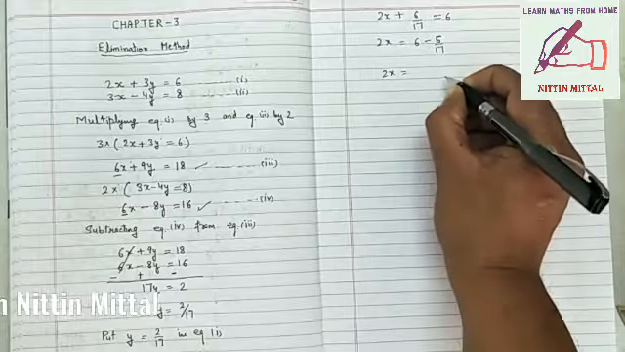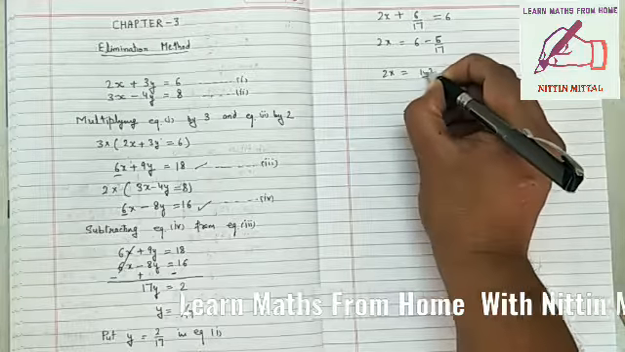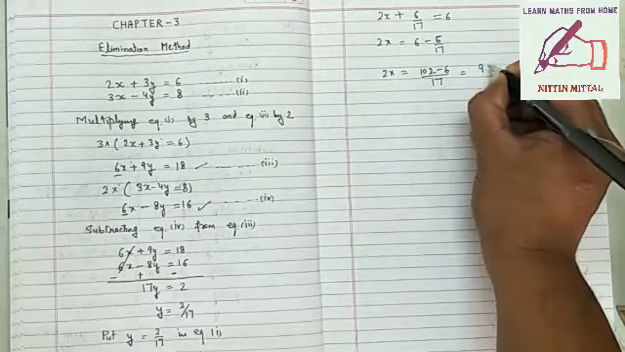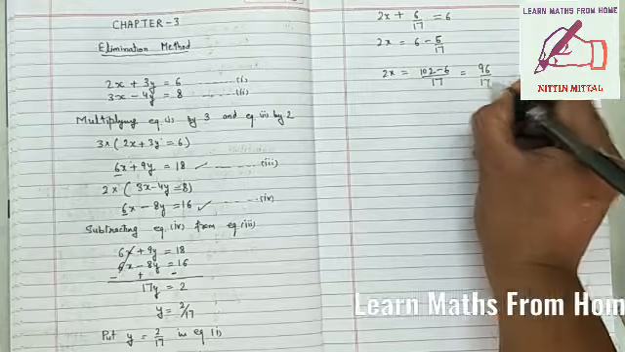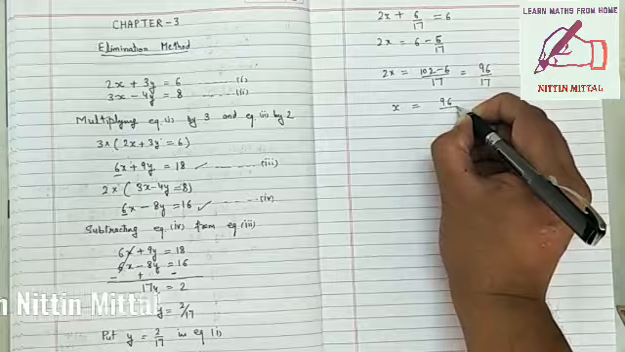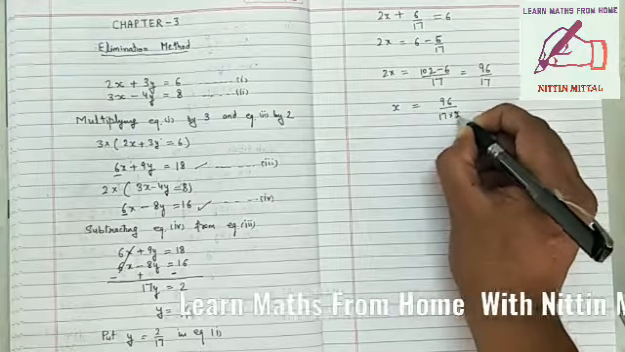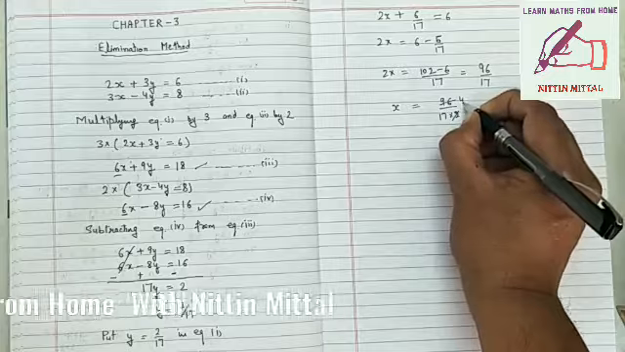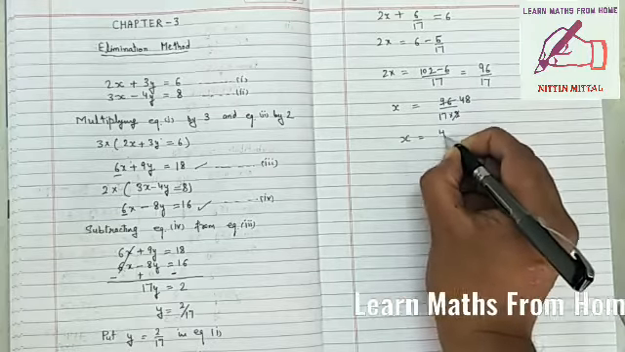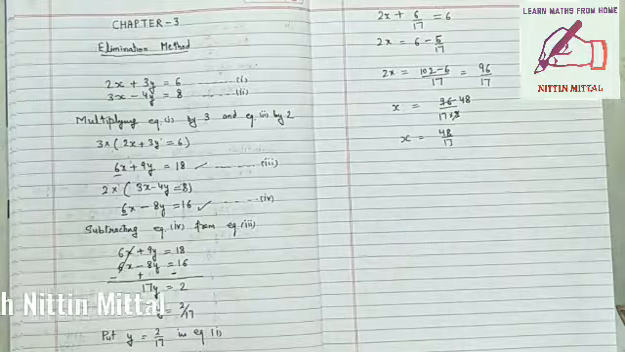We need to take LCM, that is 17 minus 6. So it is 96 over 17. Now coefficient of x will go that side. 96 over 17. Here it is multiply. Now it will go in denominator, divide. 4 to the 8, 8 to the 16. So value of x will be 48 over 17.